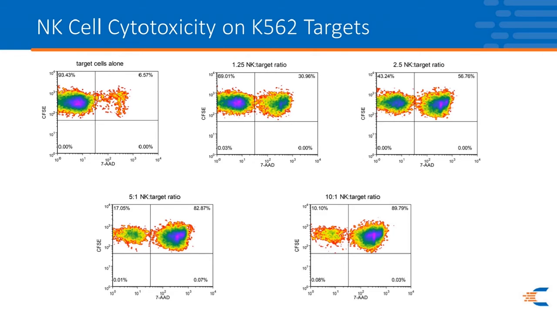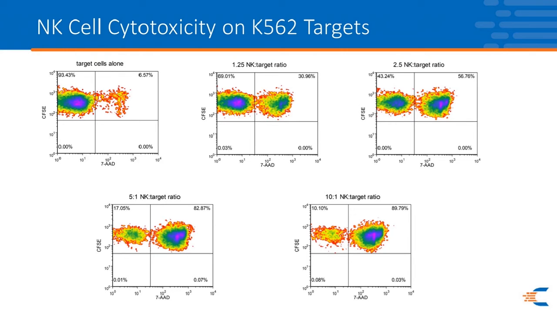In this case, this is target cells with no effectors present. And you can see that they do have some cell death. Some cells have just naturally undergone death. But with increasing numbers of NK cells, you quickly see an increasing number of cells that appear in the upper right quadrant, indicating that they've taken up the 7AAD dye and have died. We go all the way from 30% death at roughly a 1-to-1 NK to target ratio to 90% death when there's a 10-to-1 ratio.